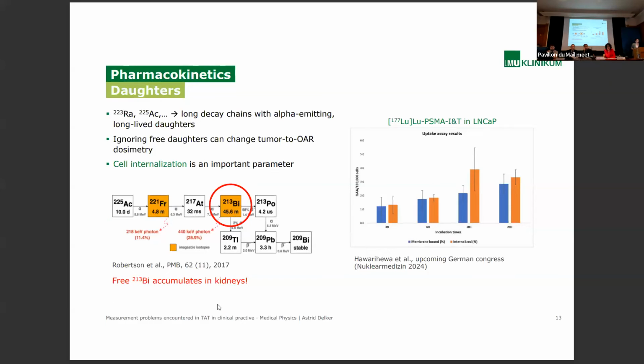And we know that free bismuth accumulates in the kidneys. Of course, cell internalization here is an important parameter, because if the molecule is internalized into the cell before, that may prevent free daughters to leave the target site. However, in an in vitro experiment performed in a prostate cancer cell line with lutetium PSMA INT, we have observed that at 24 hours post-injection, still 50% of the activity that is taken up by the cells is present on the membrane. And if the first alpha decay happens on the cell surface, of course, bismuth is free to travel somewhere else in the patient body.